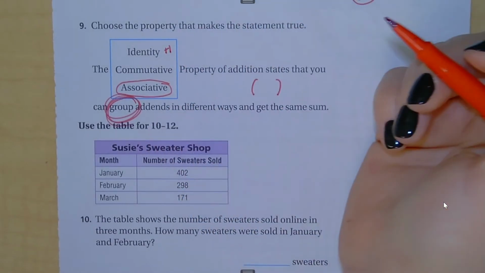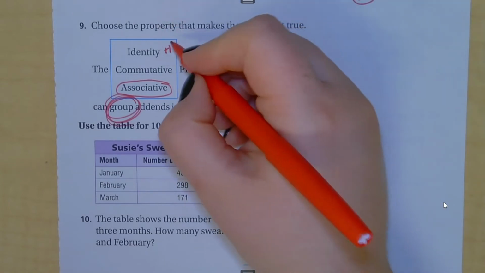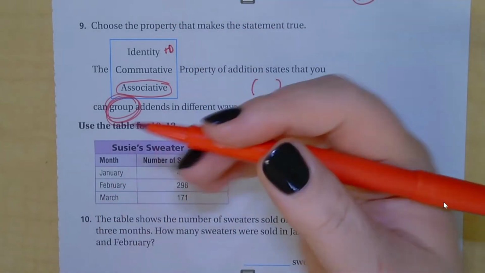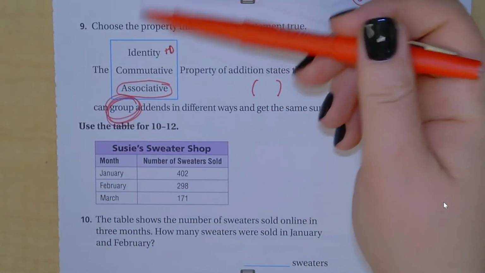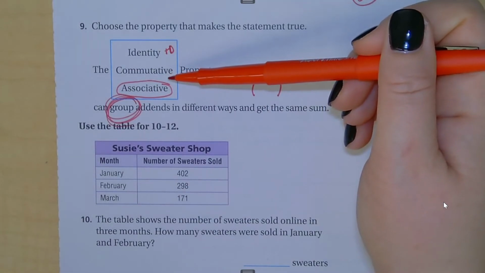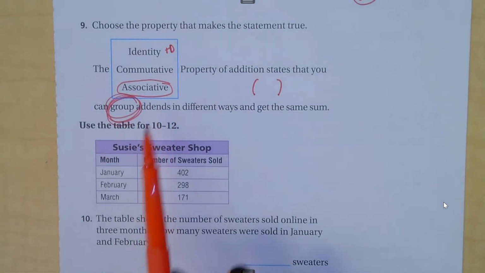Identity property is the plus 0 rule. Anything plus 0 keeps its identity and it stays the same. The commutative property says the order doesn't matter, the sum is the same. The associative property says the way you group the addends doesn't matter, the sum will remain the same.